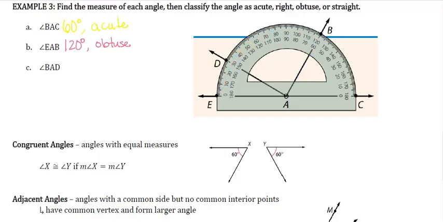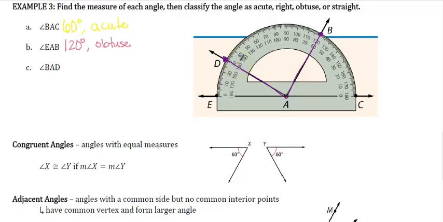All right, next up is angle BAD. So B to A to D. Oh my, neither of these is on the 0. So we're going to have to do a little bit more work, and that's okay. In order to do that, we're going to just find the absolute value of these distances. And you can go either way. It doesn't really matter where you start, but you need to pick and just go with it.